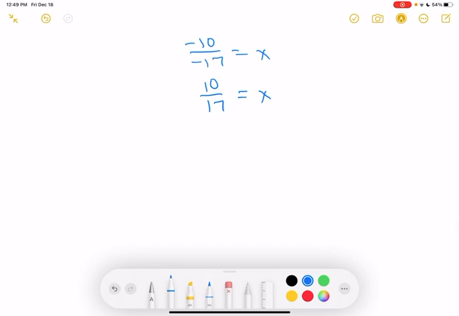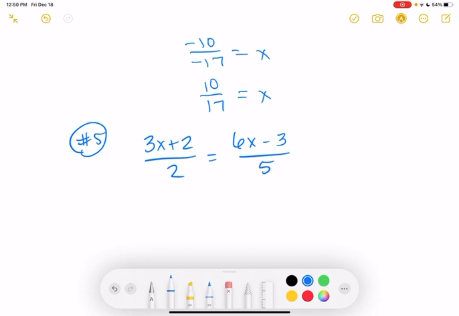All right, and the last one for today, number 5. I have 3x plus 2 all over 2 equals 6x minus 3 all over 5. So you go ahead and try this entire problem from start to finish. The final answer, let me put it on here, x equals negative 16 over 3. Okay, so see how far you can get.